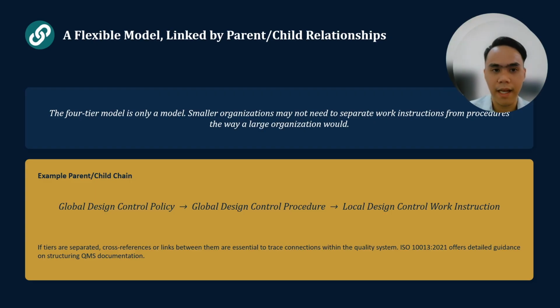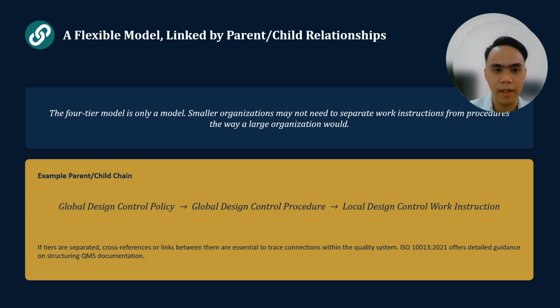It is also important not to over-literalize the four-tier model we just walked through. The documentation of a quality management system need not be partitioned into four separate parts to include these four tiers. This is only a model. The actual structure of a quality management system is best selected based on the nature of the organization, the applicable standards, and the requirements it has to meet.